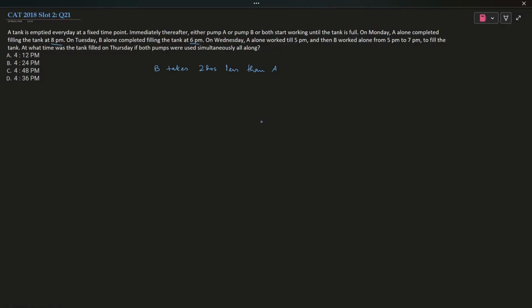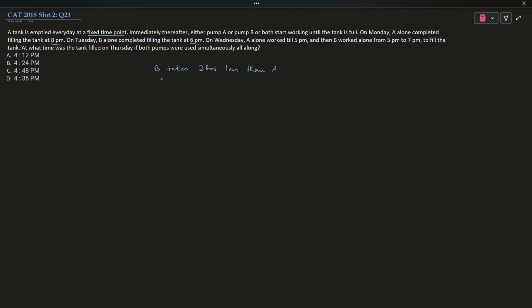The starting time, do we know? We do not know the starting time, which is true, but we definitely know that the starting time is always fixed. It is always told that, for example, on Monday, the tank was emptied at 12 o'clock in the afternoon. Immediately after 12, pump A was switched on, from 12 o'clock till 8 p.m. So it was taking 8 hours.